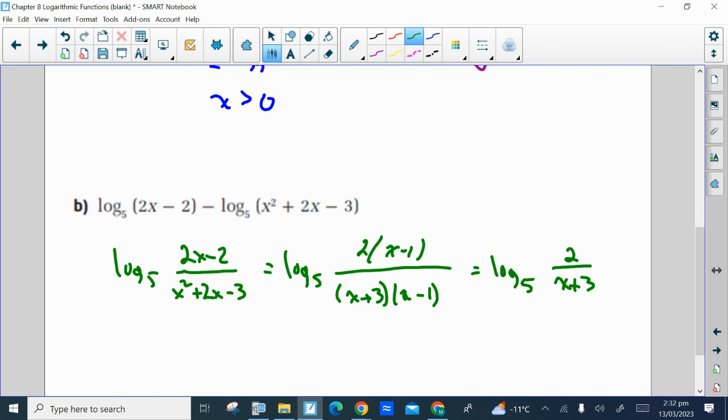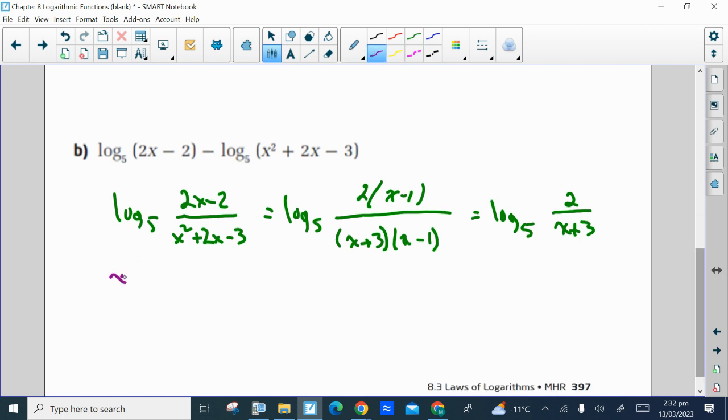Now, for the domain, you've got really two different factors to look at, right? Two different factors that contain the variable x. One of them being x minus 1, the other being x plus 3. If we look at each of those separately and we say that x minus 1 has to be greater than 0, that would mean that x has to be greater than 1. But we also have a factor of x plus 3 that must be greater than 0. Therefore, x must be greater than negative 3.